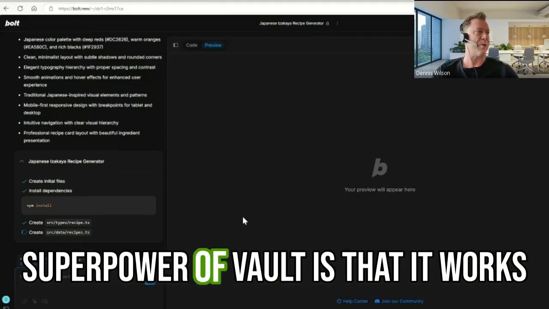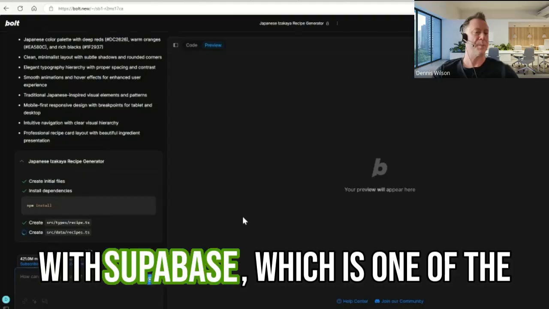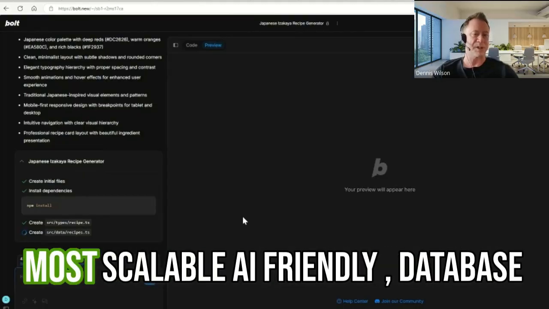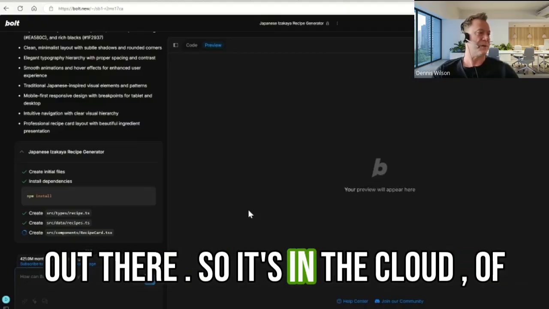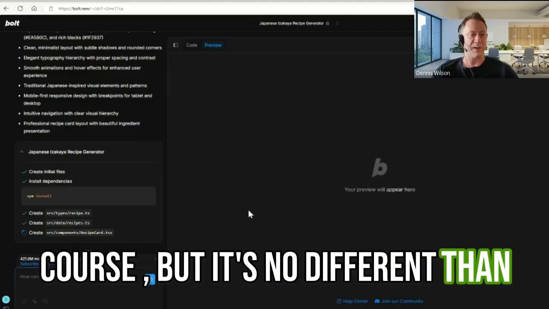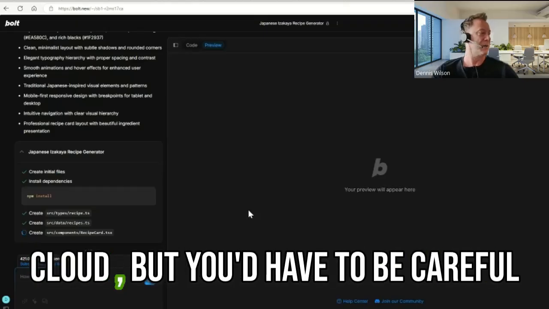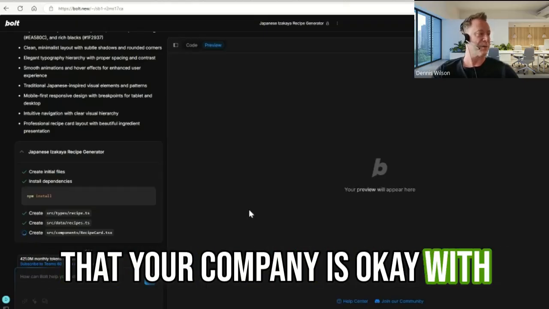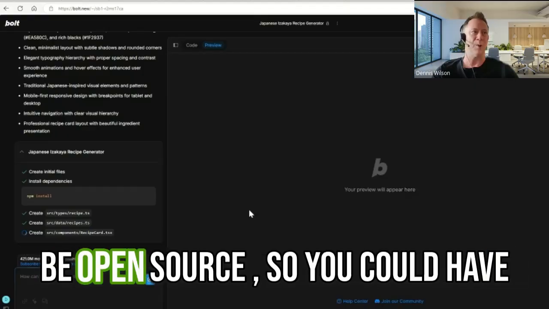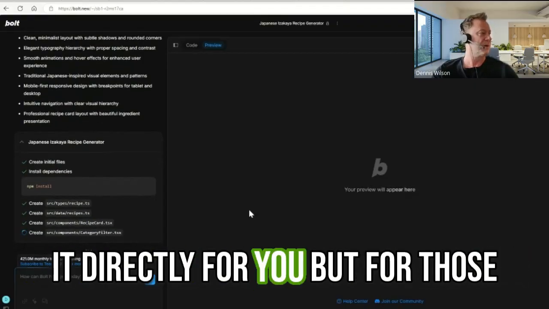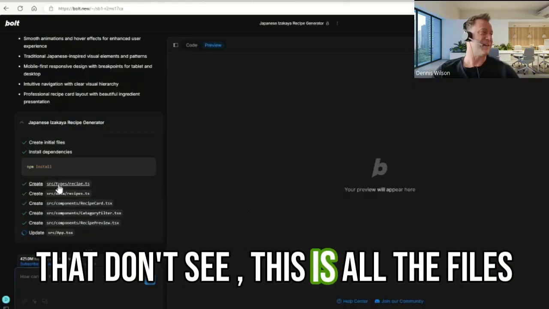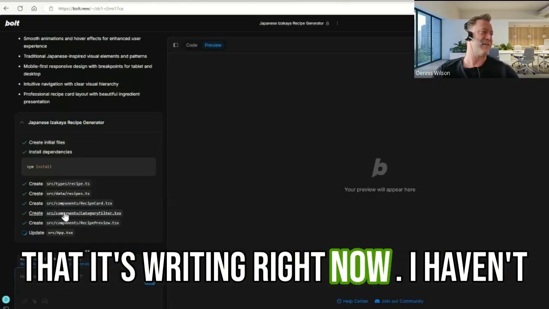Yeah, the superpower of Bolt is that it works with Supabase, which is one of the most scalable AI-friendly databases out there. So it's in the cloud, of course, but it's no different than using Amazon. It's secure in the cloud, but you'd have to be careful that your company's okay with that. Or I think Supabase might even be open source, so you could have your techies make an installation of it directly for you. But for those that don't see, this is all the files that it's writing right now.